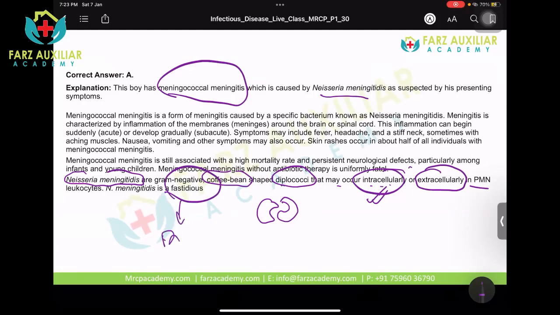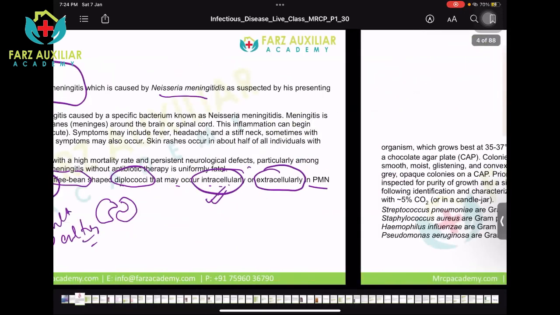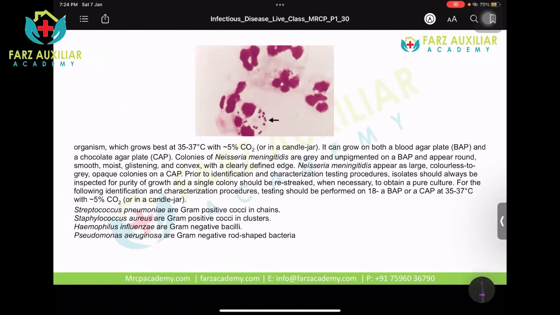Fastidious means difficult to culture. So if you have to grow it, you have to culture this bacteria in carbon dioxide. It can grow on both blood agar plate and chocolate agar plate, because it needs blood. So chocolate agar and blood agar have the substrate in them which can help grow Neisseria meningitidis. The colonies are gray and pigmented. You don't need to know that.